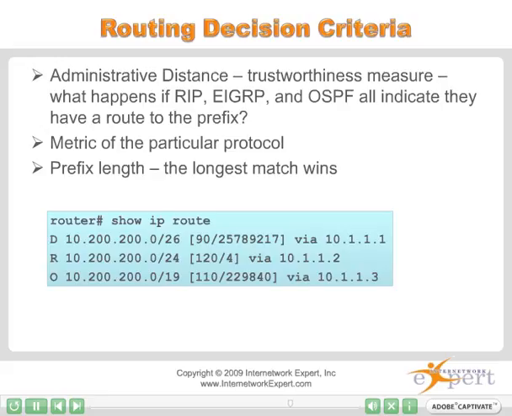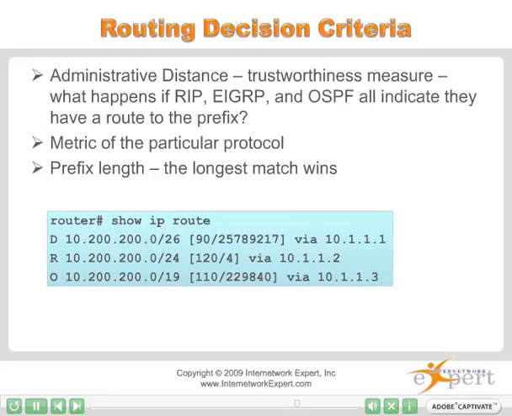We're going to look at administrative distance in a lot more detail in the next lesson of this course, but just trust me in that it's a trustworthiness measure that the router is going to use. If, let's say, RIP, EIGRP, and OSPF all indicate they know how to get to a particular prefix, the router is going to use this trustworthiness measure, this administrative distance, and it's going to select the routing protocol with the best measure. Administrative distance is like a golf score. The lower the value, the better.